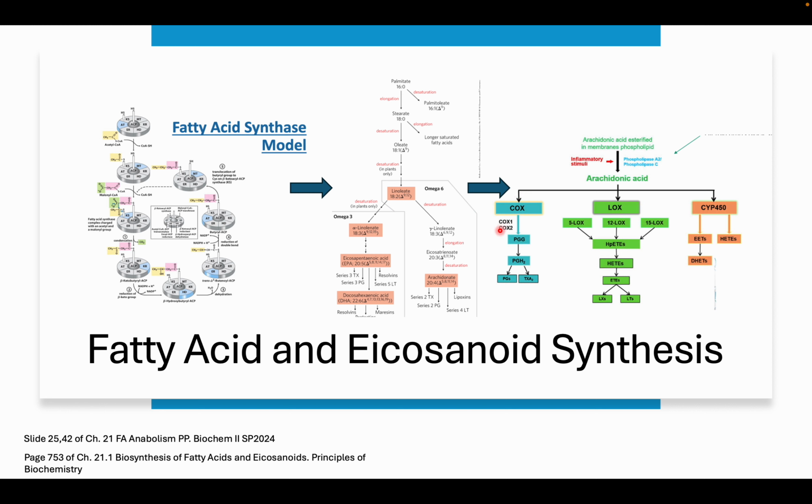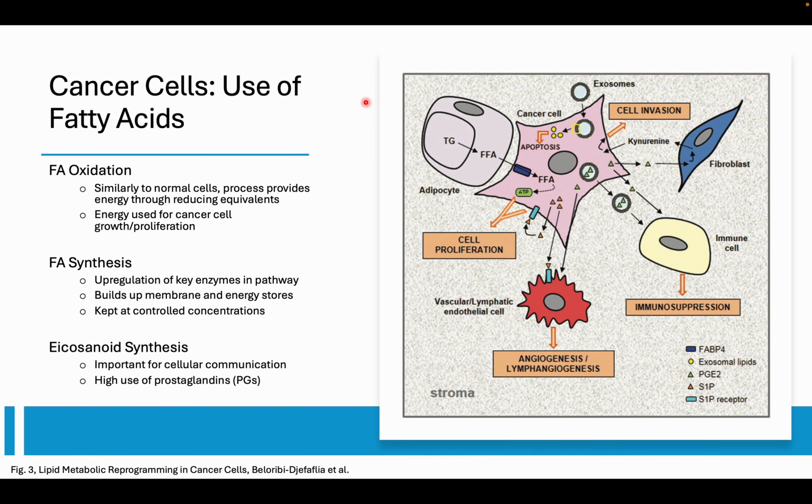Now, this makes namely your prostaglandins, thromboxanes, resolvins, and lipoxins. And these are ring structures that have oxygen built into or on the ring. Now, why is this important? Well, today's lesson is about cancer cells, as the title suggested. And in cancer cells, fatty acids are very important.